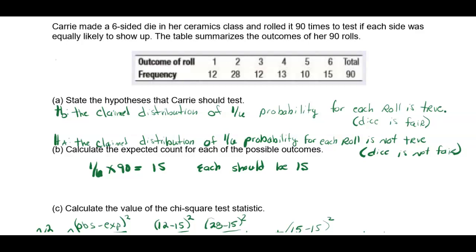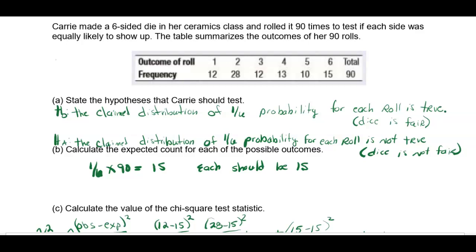So we're going to state our hypothesis. Well, H0 would be that the claimed distribution of 1/6 probability for each roll is true. So that dice is a fair die. HA would be that the claimed distribution of 1/6 probability for each roll is not true. So that means the dice is not fair. So we're going to calculate the expected counts. Because the probability is the same for each one of the outcomes, we can just do 1/6 times 90, which is 15. So each of the expected counts should be 15.